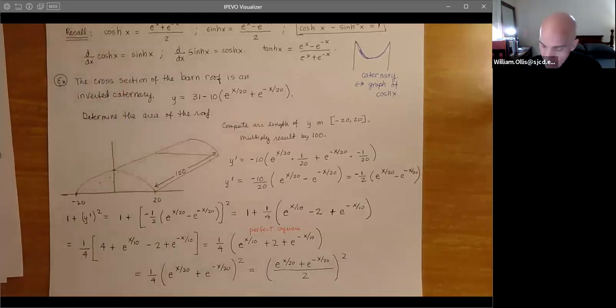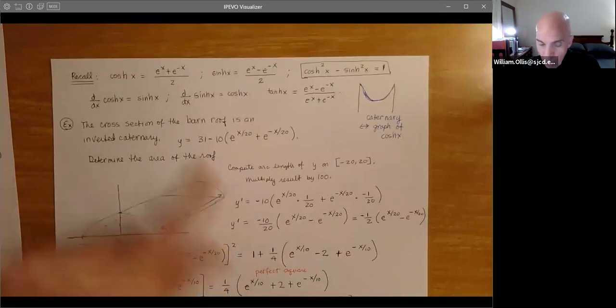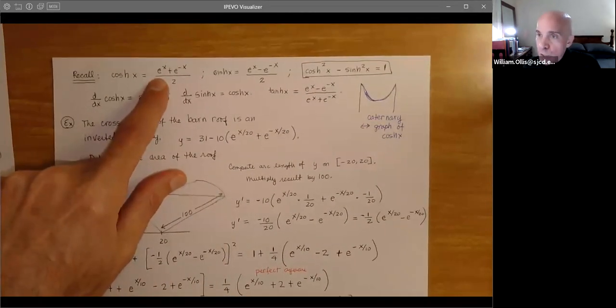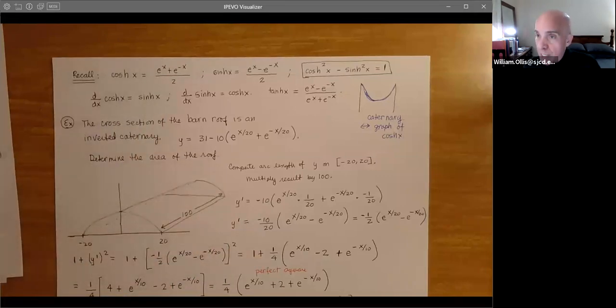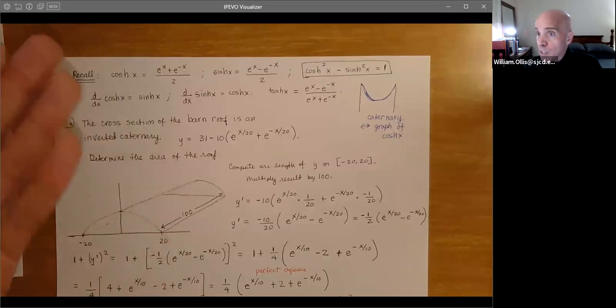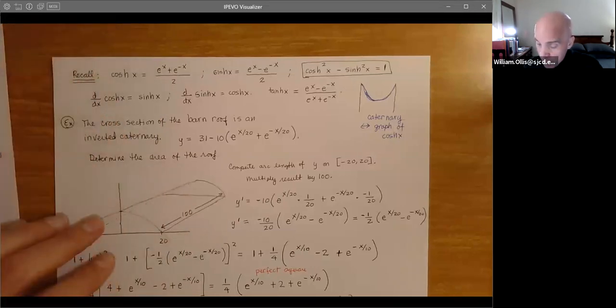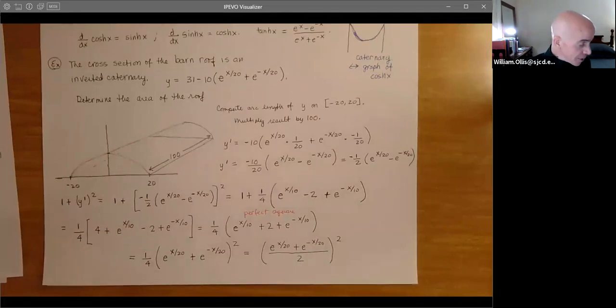But this is where you see, and we'll do the arithmetic with the formula, but you see this is just the square of the hyperbolic cosine, where x has been replaced with x over 20. So you can allude to that to make the calculation of the integral easier. So now let's finish this off.